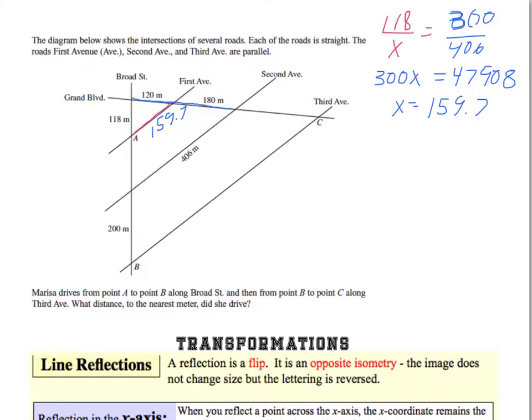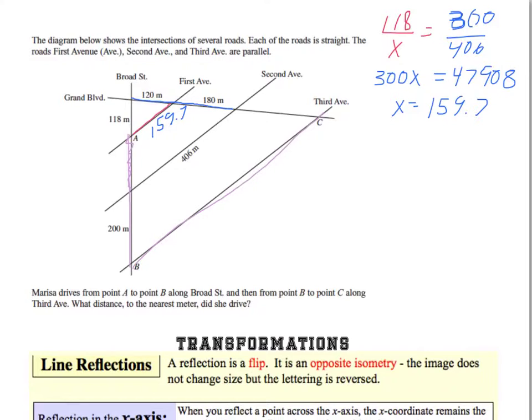Now in the problem, I think it was probably better that I had explained this to begin with, but we're talking about she drives from point A to point B, so let me grab a different color here. Let's use purple. She drives from point A to point B, and then from B to C. And so the question is, how far did she actually go? So I need to find a couple of things. I need to find the distance between B and C, and also this distance here from A to that next intersection at 2nd Avenue.